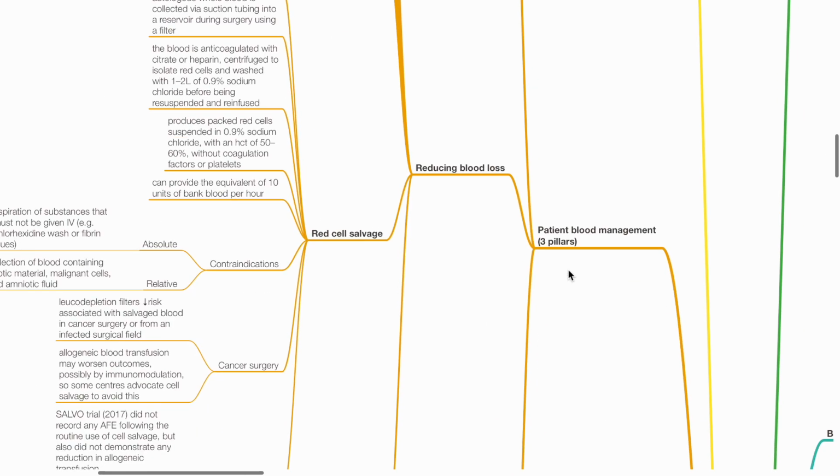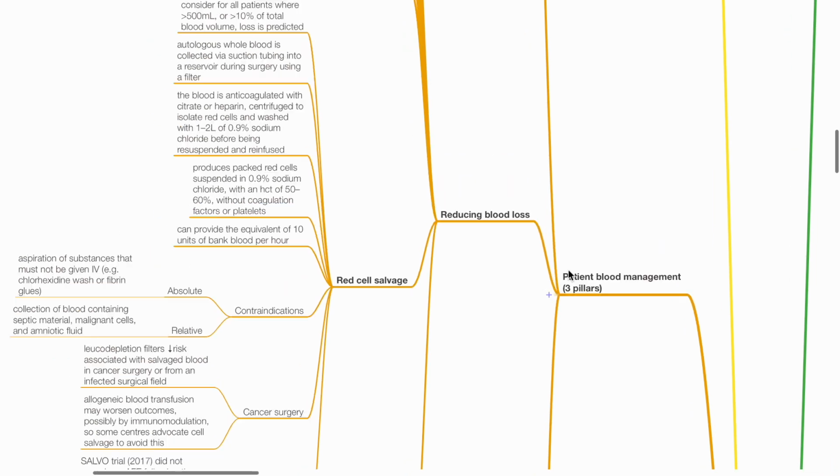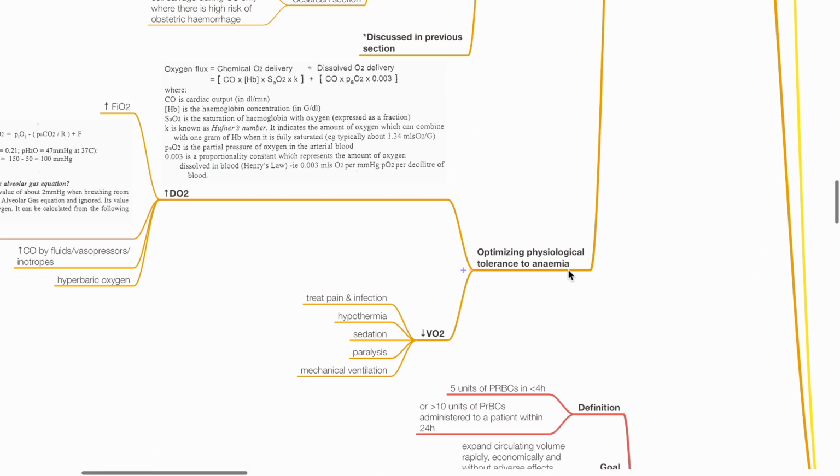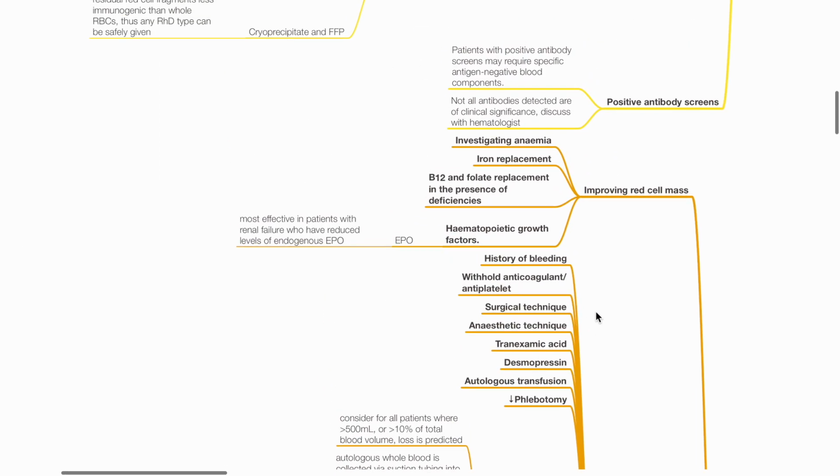Patient blood management, the 3 pillars, includes improving red cell mass, reducing blood loss, and optimizing physiological tolerance to anemia. Strategies to improve red cell mass include investigating anemia, iron, B12, and folate replacement, and consideration of EPO.